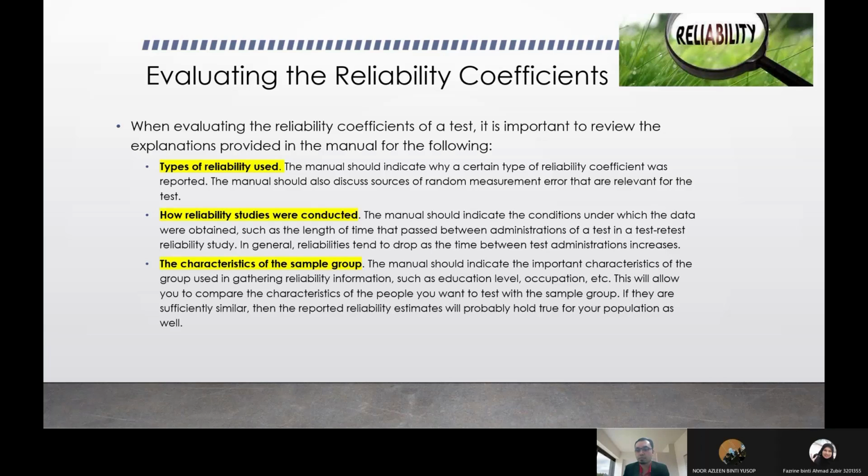So simply put, kita kena make sure kita done the reliability test tu on the same population yang kita nak test dengan kita punya research sample. So dia tak boleh too different. Nanti dia akan jadi the reliability coefficient tu akan menyimpang banyak lah kalau kita tak guna sample population yang sama. So benda ni dia akan mempengaruhi.